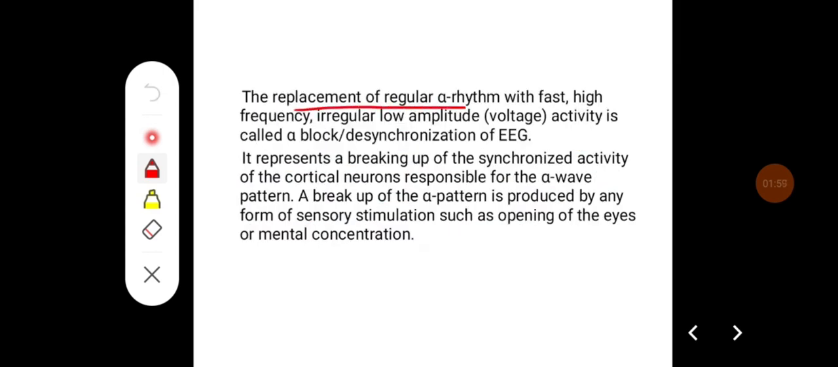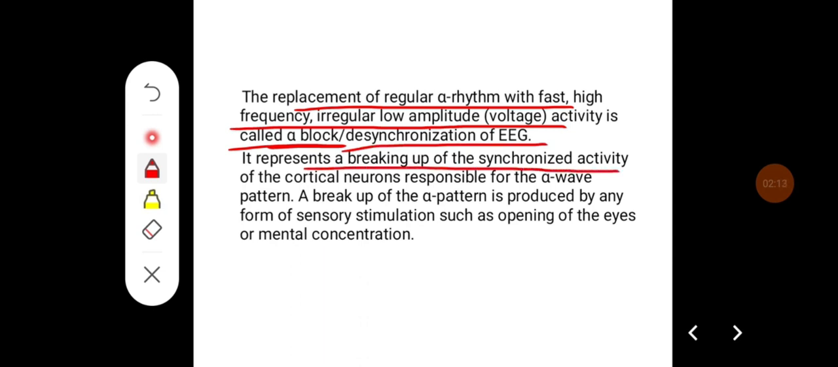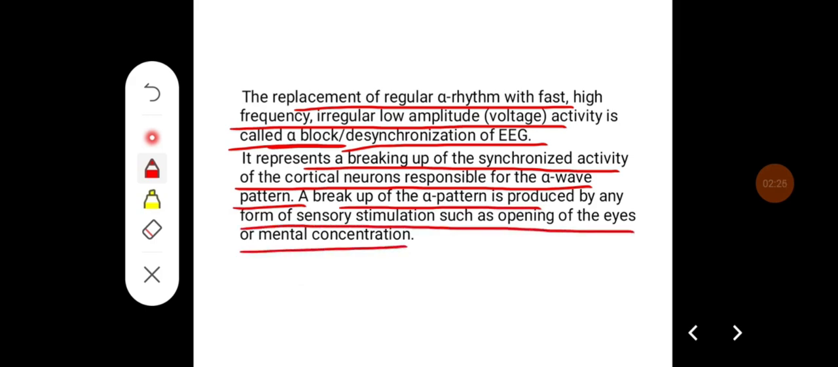The replacement of regular alpha rhythm with fast, high frequency, irregular, low amplitude voltage activity is called alpha block or desynchronization of the EEG. It represents a breaking up of the synchronized activity of the cortical neurons responsible for the alpha wave pattern. A breakup of the alpha pattern is produced by any form of sensory stimulation, such as opening of the eyes, or mental concentration.